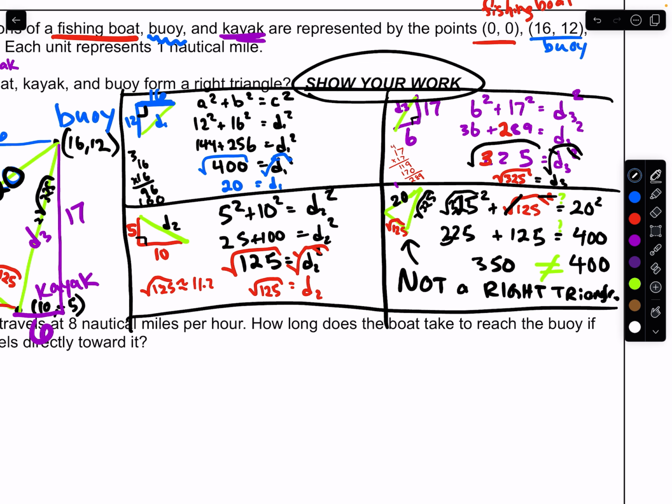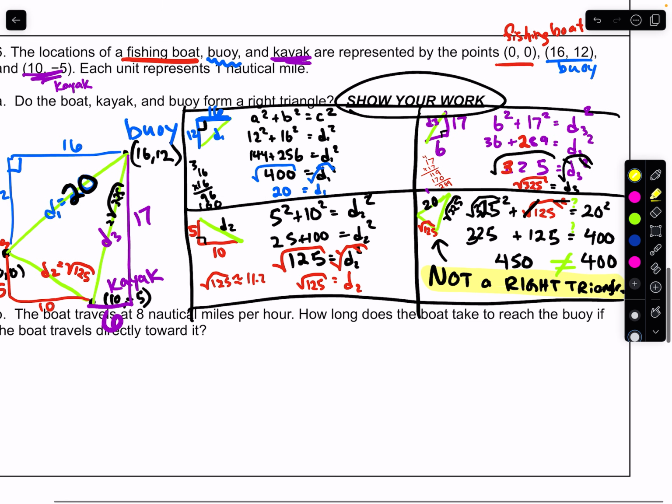And I think the rest of my calculations are going to be right. So I'm going to end up getting the same answer, ultimately, that it's not a right triangle, but this will be actually 450, which is not equal to 400 either. So the final conclusion is that it is not a right triangle, because that was what was asked up here. The question was, do they form a right triangle? And so the answer is no, but for a different reason than I had initially said.